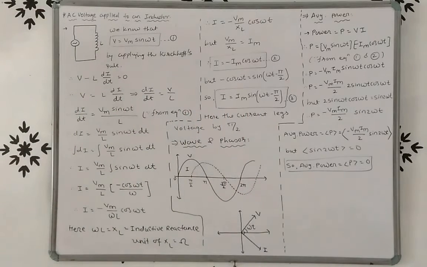Right? So the question will be like this. Explain AC voltage applied to an inductor. Then draw the waveforms and phasor when the AC voltage is applied to an inductor. Then last, explain or prove the average power is equal to 0 when AC voltage is applied to an inductor. Right? So now friends, see here.